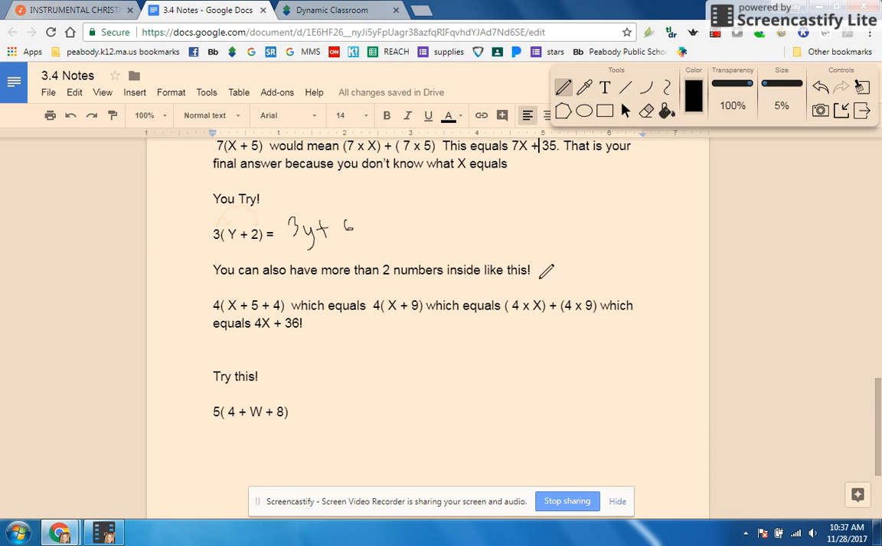You can also have more than 2 numbers on the inside like this. So 4 times x plus 5 plus 4. I could simplify this and I can add 5 and 4 together to give me 9. So now I have this problem.